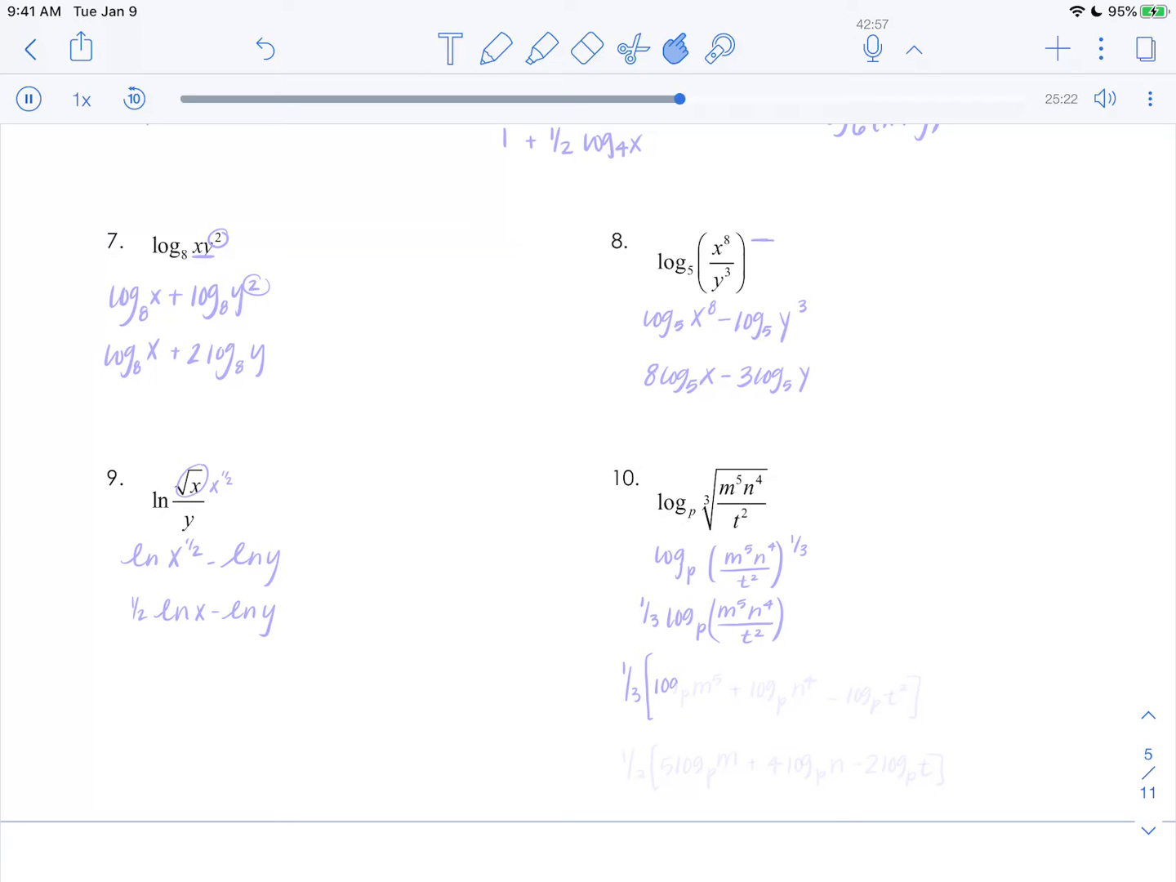So we'd have log base p of m to the 5th plus log base p of n to the 4th minus log base p of t squared. Okay, we can keep breaking that up because we still need to bring down all of our exponents. Just keep our 1/3 out front. So we have 5 log base p of m plus 4 log base p of n, and then minus 2 log base p of t. So, that's it on expanding.